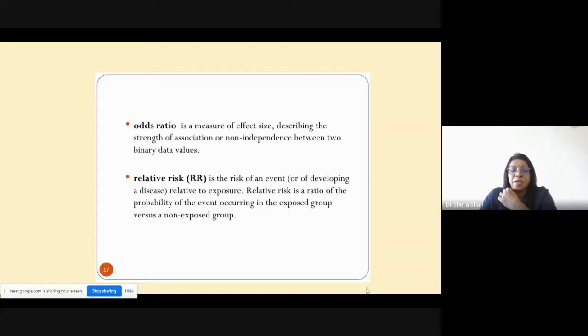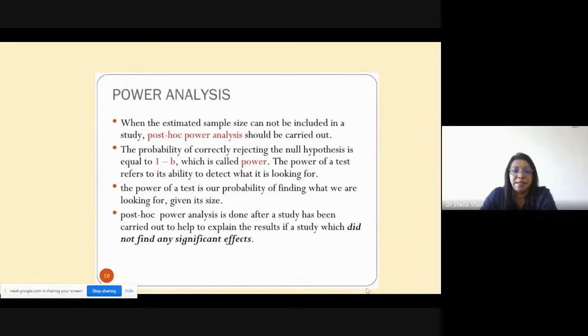Odds ratio, this one you can just read on your own. Relative risk. Relative risk is the ratio of the probability of the event occurring in the exposed group versus a non-exposed group. This one I'll be talking about later in other slides.